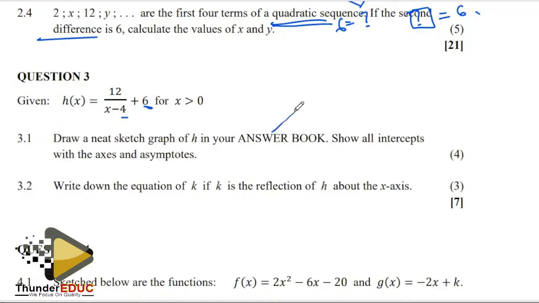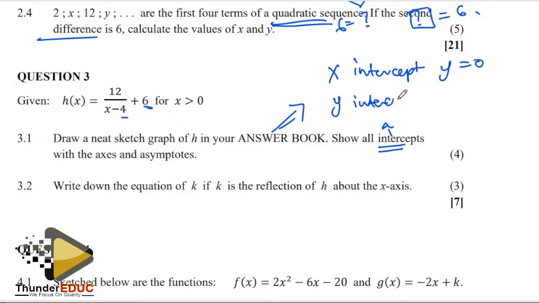Then when they ask you to sketch, in most cases, you will need what we call the intercepts. So for you to get the intercepts, remember for x-intercept, y has to be 0. And then for y-intercept, x has to be 0. And then you just have to get these points and then know the shape of the hyperbola.